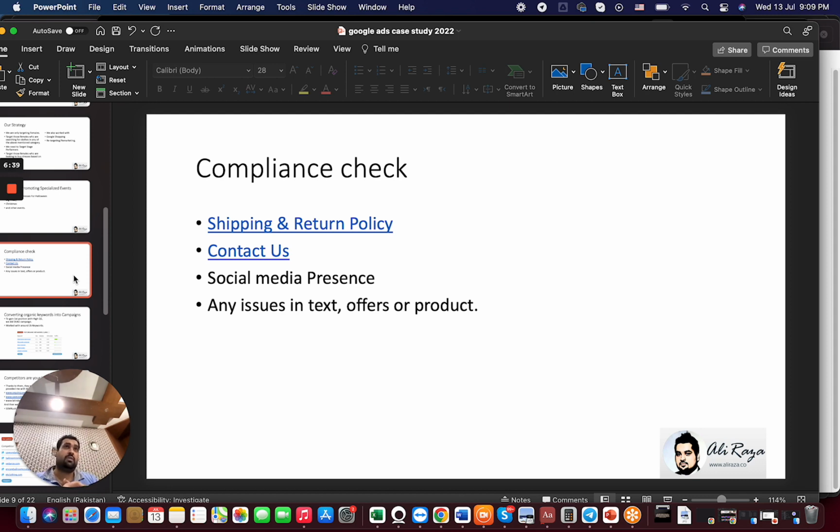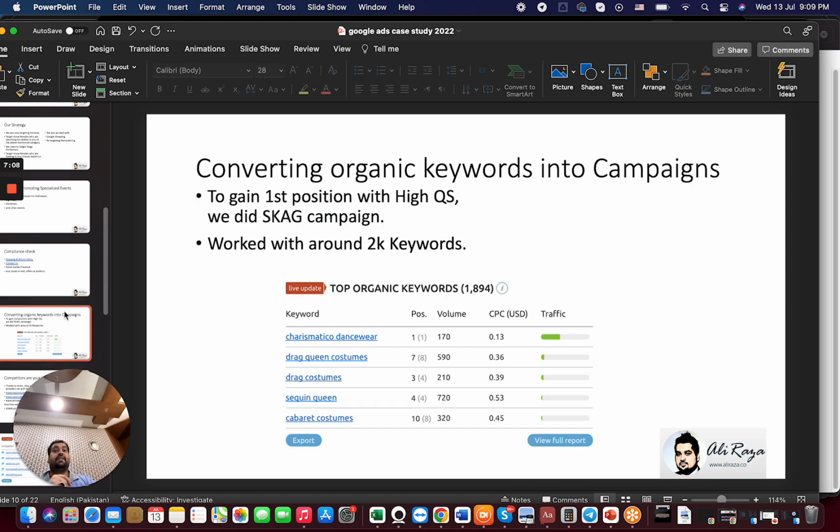Google now gives a lot of weightage to whether your website has a social media presence or not, whether you have active Facebook, Instagram, YouTube, Twitter pages or not, and any issues in text content or further products. Because if you write that a product is free, and then the customer has to pay hidden charges, Google doesn't approve such kinds of ads. So we did a compliance check with all the content on the website to make sure that the website is following all the policies.